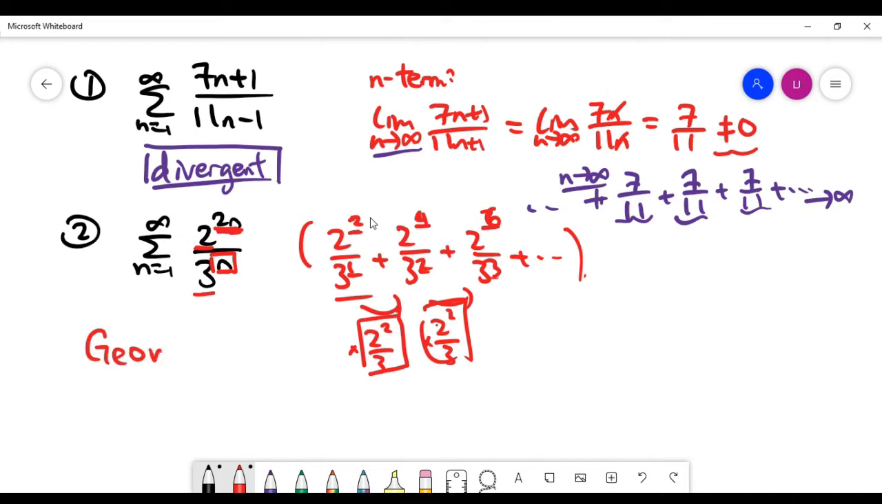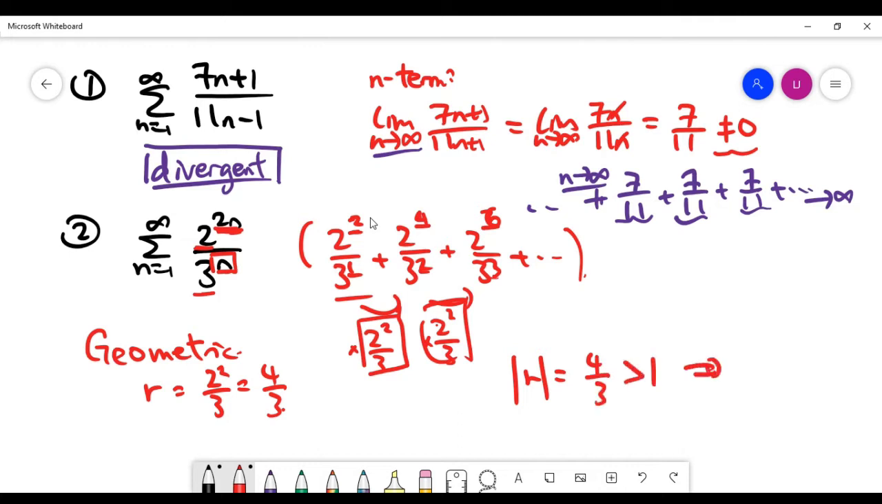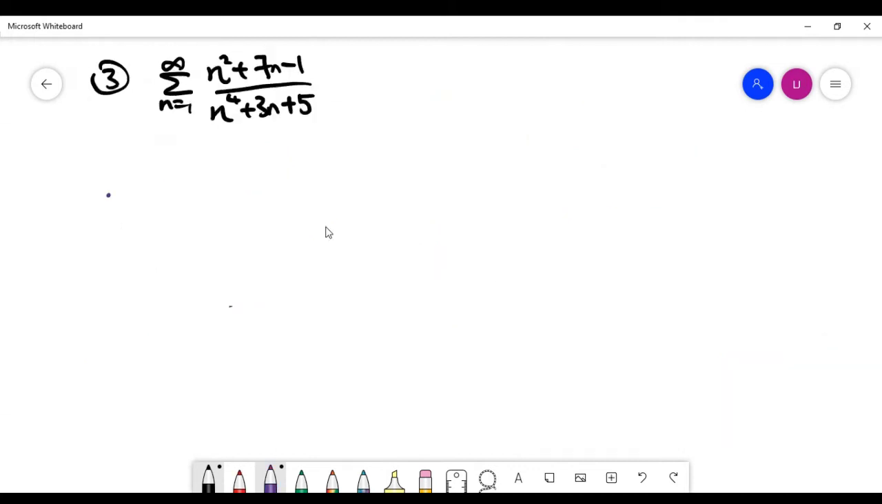So let me write it down here. Basically, it is geometric, and the ratio is actually 2 squared over 3, which is 4 over 3. And by the geometric test criterion, we understand that whenever the ratio is bigger than 1, our series is actually divergent, right? So that's the answer to problem 2. And let's look at one more problem. Please look at the current problem now.